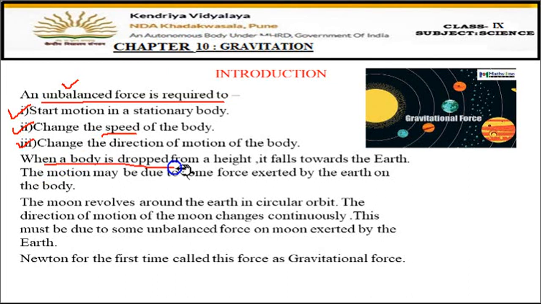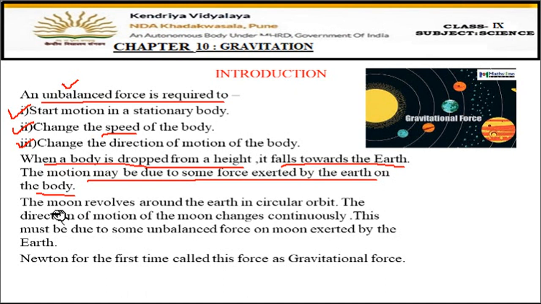Now, suppose a body of any mass is dropped from a height, it will definitely fall towards the earth. It will not go towards the space, but it will always fall towards the earth. The motion may be due to some force exerted by the earth on the body. So the question arises: why is the body falling towards the earth, why is the body not going towards the space? The answer may be that there is some force exerted by the earth on the body, due to which the body is pulled towards the earth.